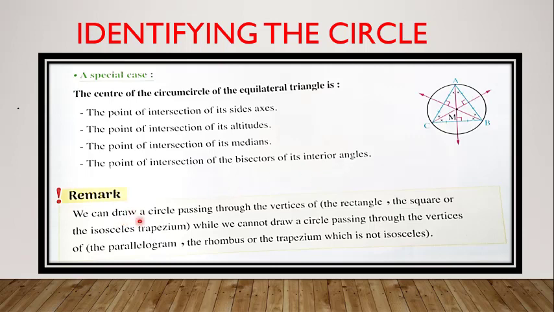Also, we notice that we can draw a circle passing through the vertices of a rectangle, square, or isosceles trapezium, but we can't draw a circle passing through the vertices of a parallelogram, a rhombus, or a trapezium which is not isosceles. We will discuss this point in Unit 5.